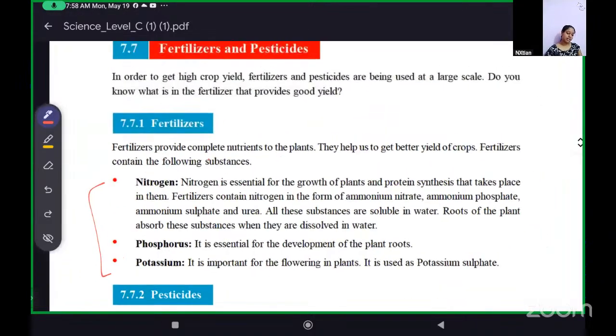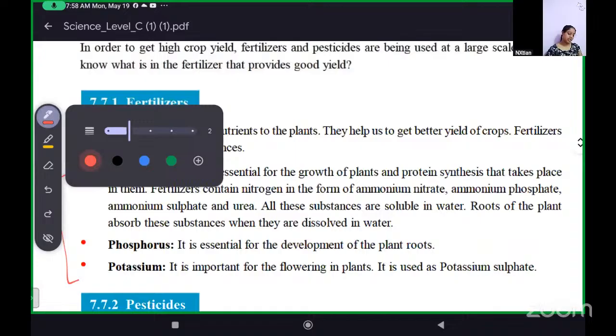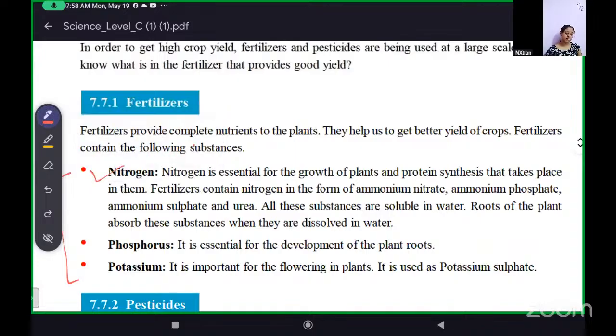Okay, what do fertilizers have? The first thing given is nitrogen. Nitrogen is essential for the growth of plants and protein synthesis that takes place in them. Fertilizers contain nitrogen in the form of ammonium nitrate, ammonium phosphate, ammonium sulfate, and urea. All these substances are soluble in water. Roots of the plant absorb these substances when they are dissolved in water.